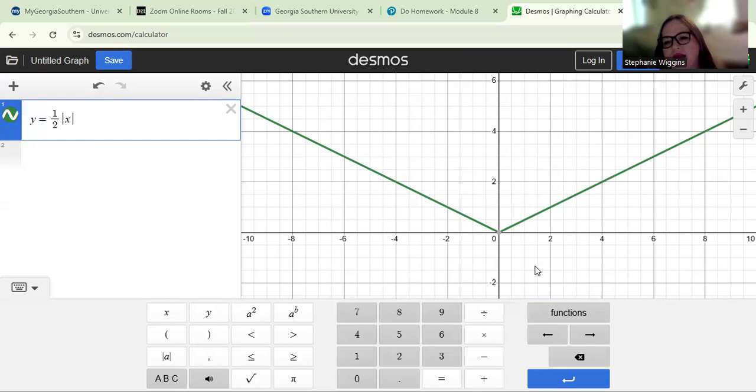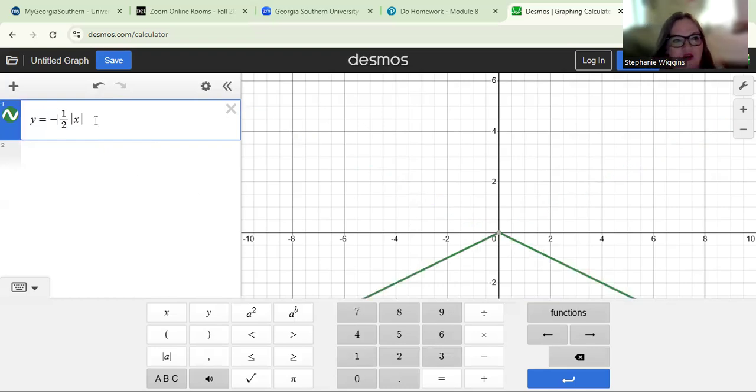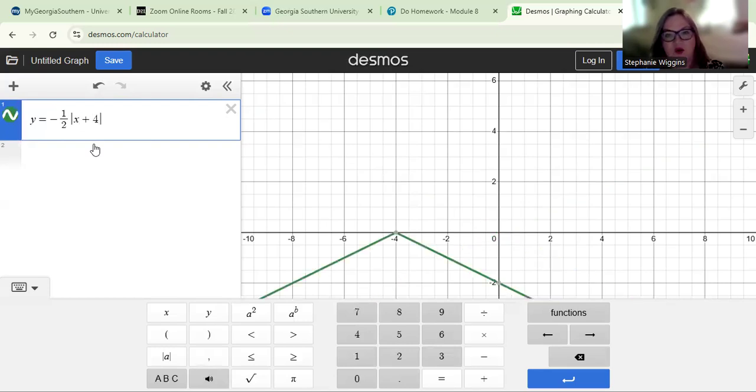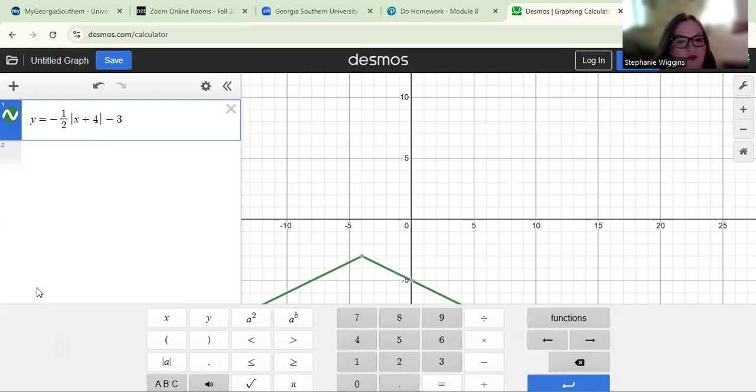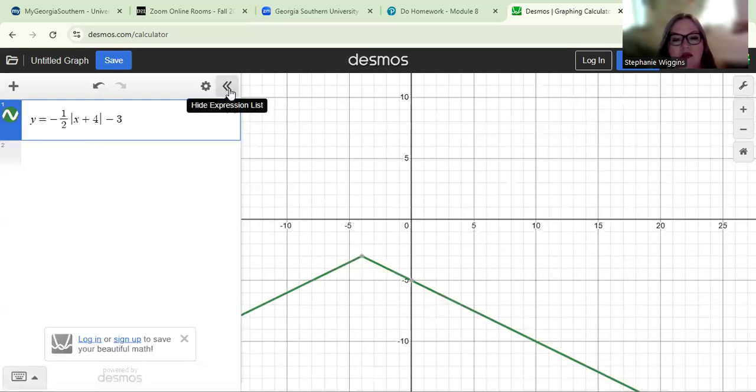But anyway, as you can see, when you multiply by a fraction between 0 and 1, it's going to compress it. And then you put the negative in front, and that's going to reflect it. And then you shift. Let's say we're going to go to the left 4 units, and then down 3. And we've lost our graph, but I can zoom out here and you'll see it there. There's our graph.